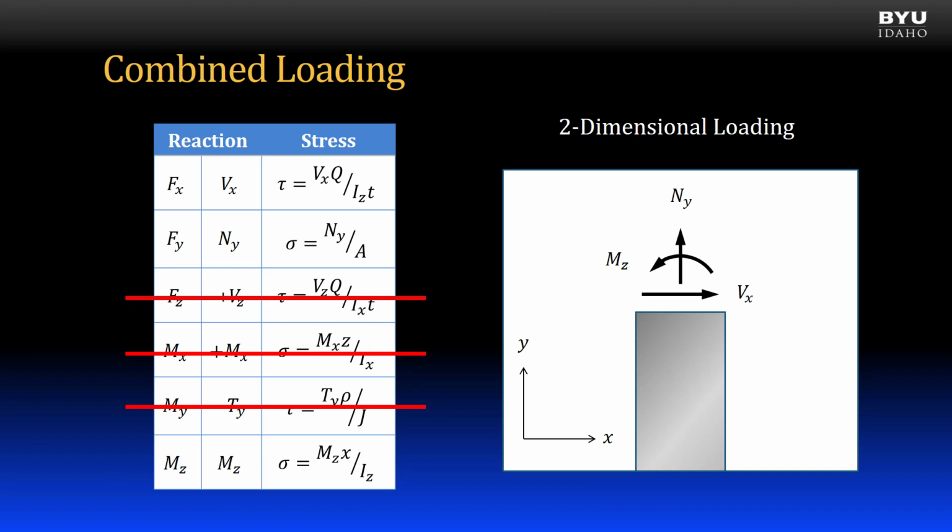A two-dimensional loading condition is a special case. For two-dimensional loading, all of the internal reactions can be shown on a single plane. In this case, the internal reactions reduce from 6 to 3, with two forces, typically shown in the x and y directions, and a moment acting about an axis perpendicular to the plane, typically the z-axis. The table of internal forces is reduced to match. Note that there is only one source of shear stress, but two sources of normal stress.